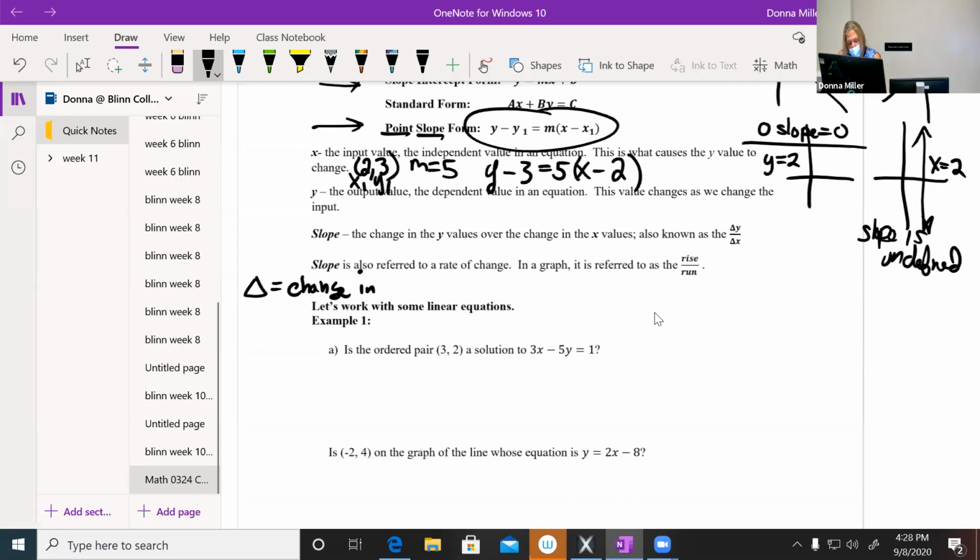So if you're given 2 points, I'm just going to label them x1, y1, and x2, y2. If you know 2 points, you can find the slope from the points. It's the difference of the y's, so it's y2 minus y1, over the difference in the x's, x2 minus x1. So if you had 2 points, that's how you can find the slope. It's coming back to you guys.